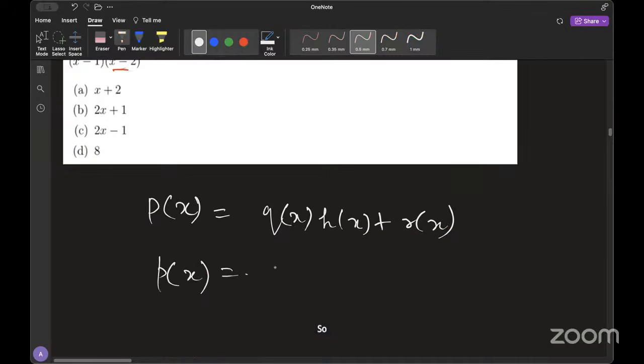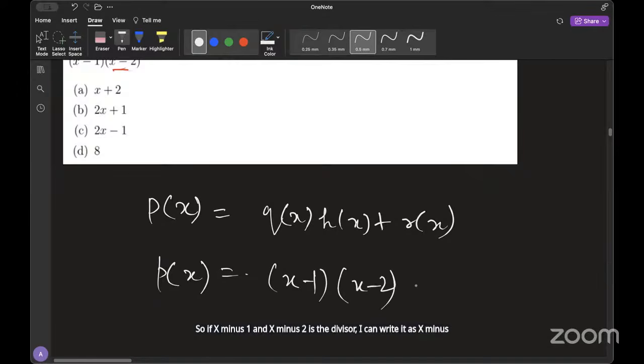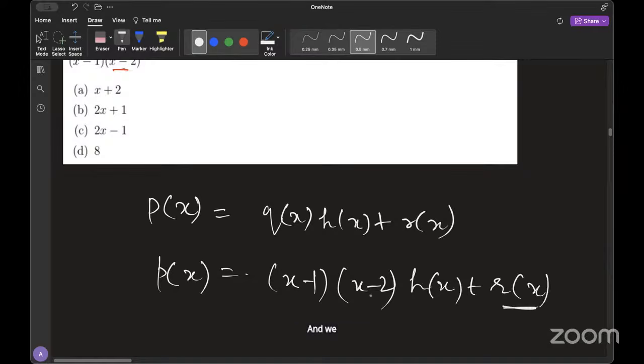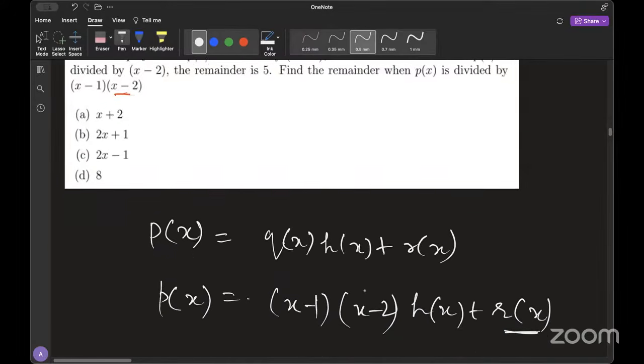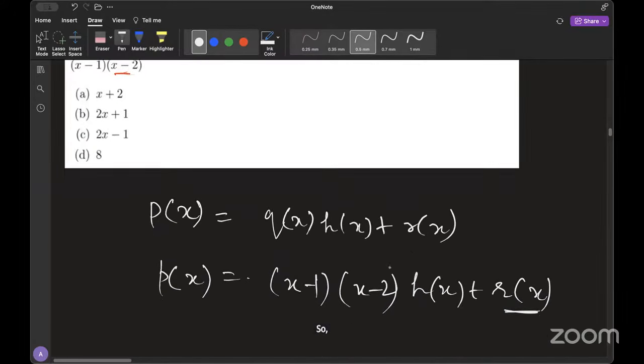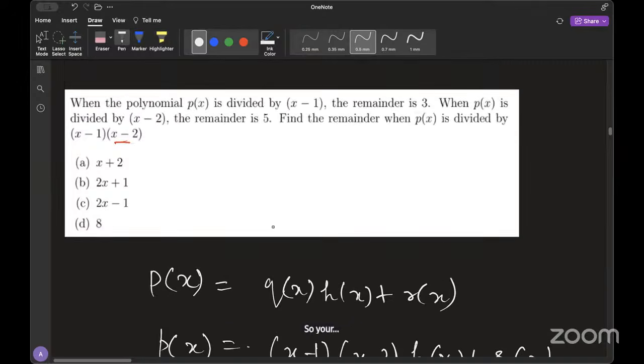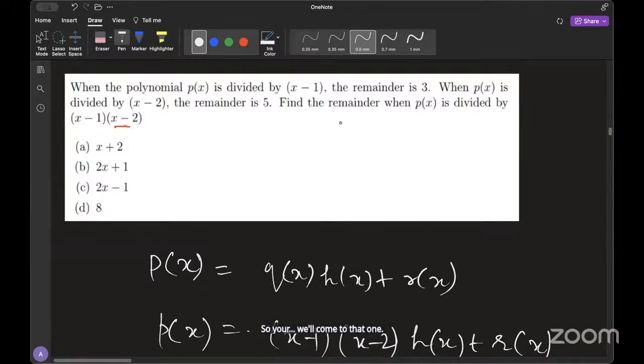So if x minus 1 and x minus 2 is the divisor, I can write it as x minus 1, x minus 2, and then some quotient h(x), and then the remainder r(x). And we have to find this remainder, right? The first thing is this is a quadratic thing. So okay, we'll come to that one. And what have you been given?